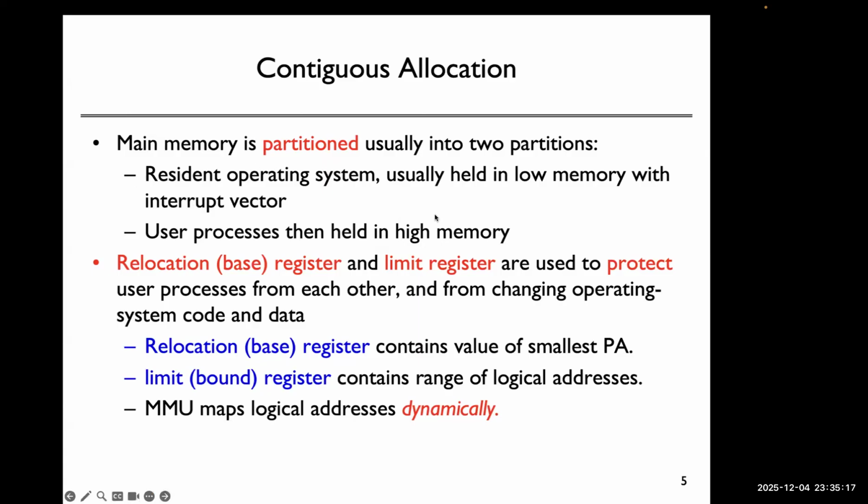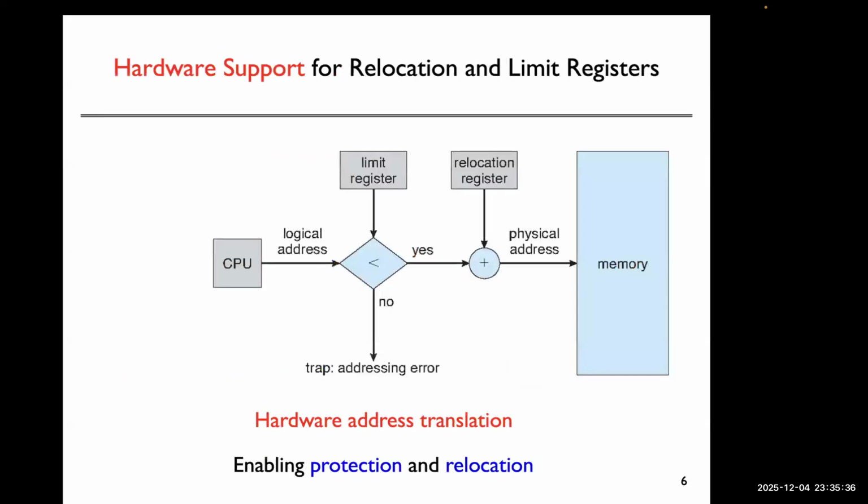So main memory is usually partitioned into two partitions. One where you hold the resident operating system, and the other where you load the user-level processes. Actually, we covered this slide in the previous lecture, but I just wanted to go through it quickly to set up the context for this slide here.